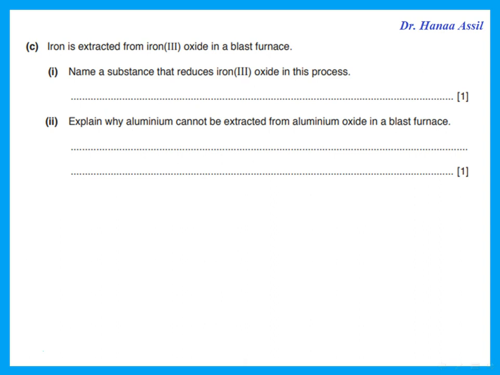Iron is extracted from iron(III) oxide in a blast furnace. Name a substance that reduces iron(III) oxide in this process. So in the blast furnace, what reduces the iron(III) oxide to iron? Remember that the iron(III) oxide reacts with carbon monoxide that is formed in the blast furnace to be reduced to form iron.